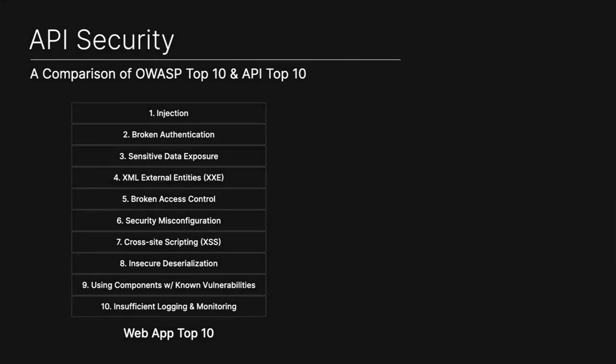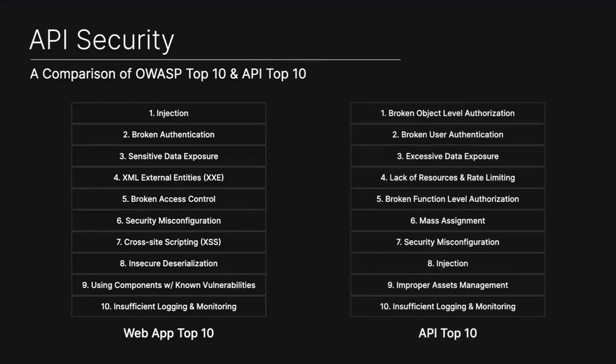And OWASP realized there were enough differences that it made sense to put together an API Top 10, which is great. I'm extremely happy that OWASP did this. When you first look at it, you're like, oh man, this looks totally different. There's a whole new set of vulnerabilities and CVEs that I need to protect against. But when you really dig into it, you find pretty quickly that a lot of the categories are actually the same.